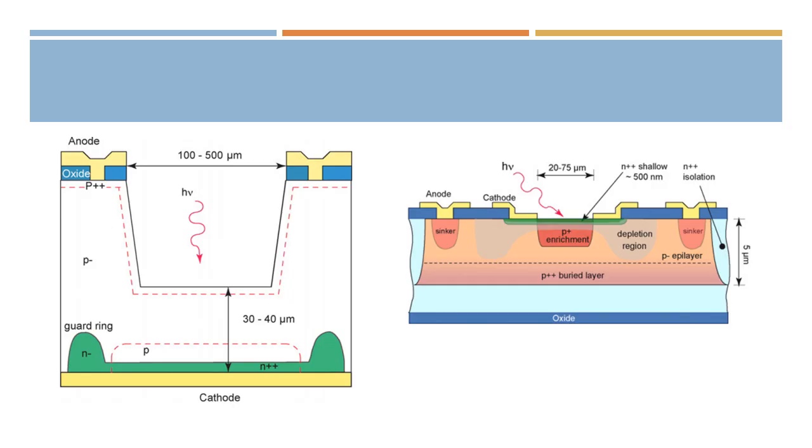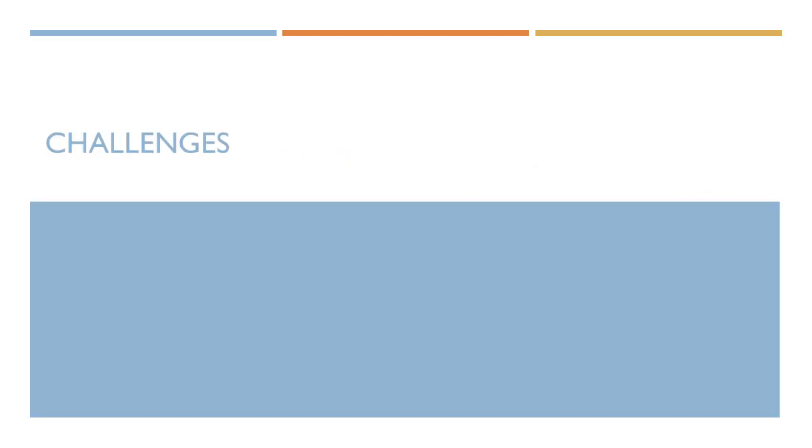Here you can see the two types and their varying dimensions and the differences in thicknesses of the device. As with any device, there are challenges and trade-offs with the functionality of the single-photon avalanche diode.